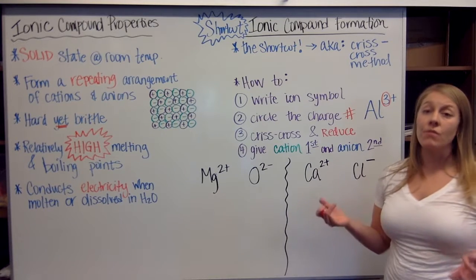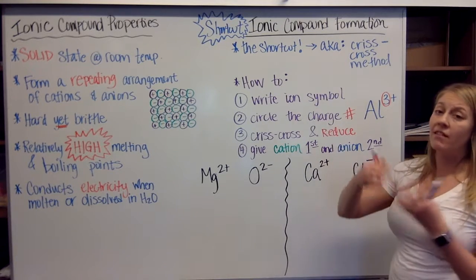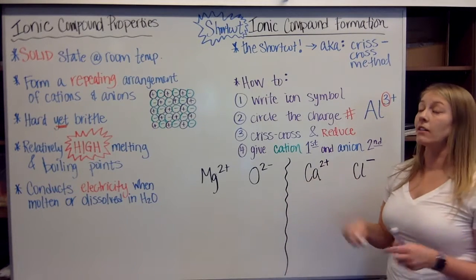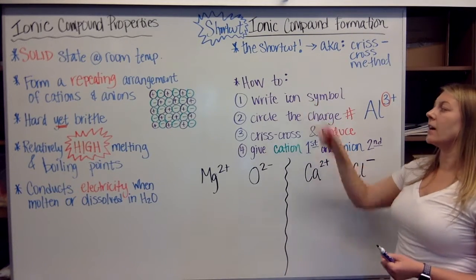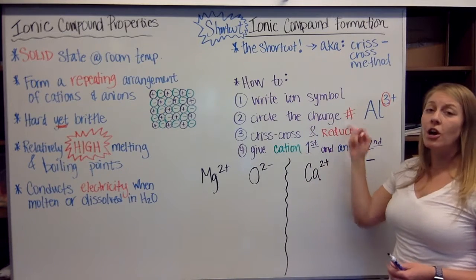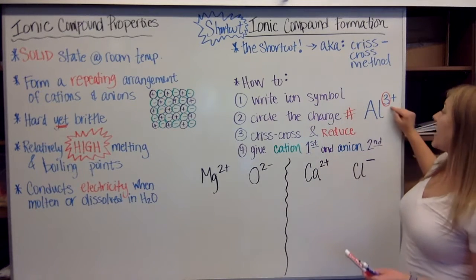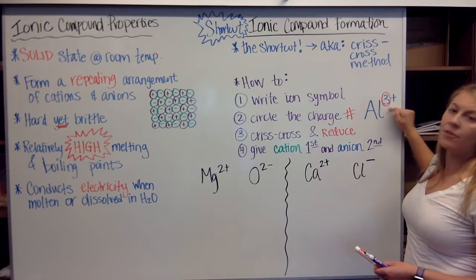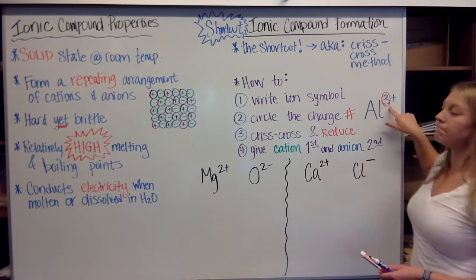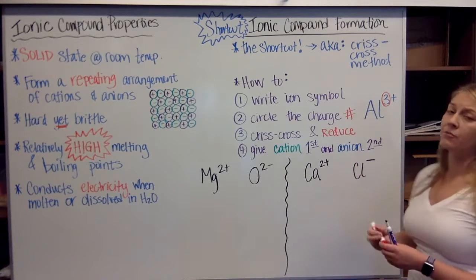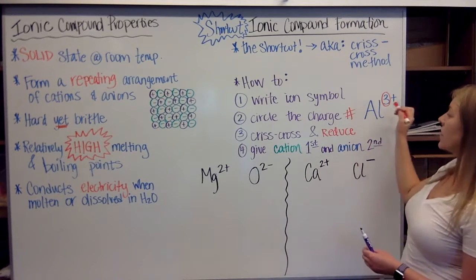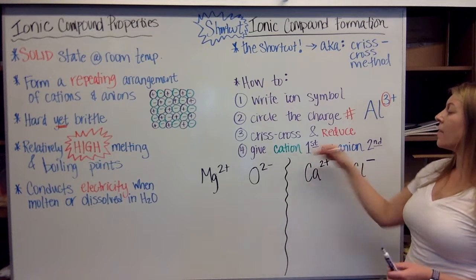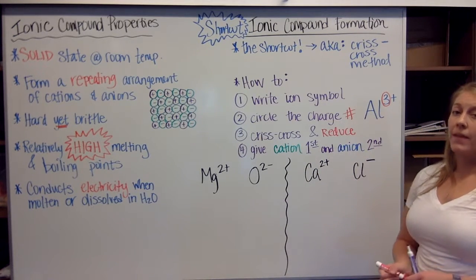Now, how to use our shortcut. The first thing, and you're going to use this during this whole video, you'll see it over and over again, no matter what kind of ions we're working with: you're going to write the ion symbol, and you're going to circle the charge number. So, for example, Al3+ would be my ion symbol, and I circle the 3, not the 3+, just the number. Then we're going to crisscross and reduce. We're going to bring those numbers crisscross down to the other ion, and then we can write the cation followed by the anion.